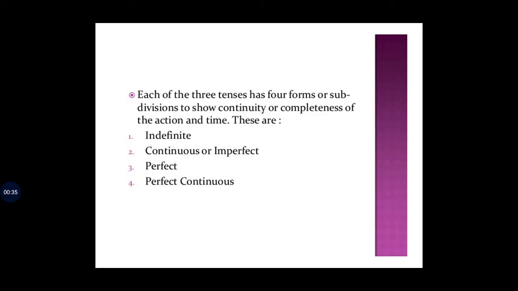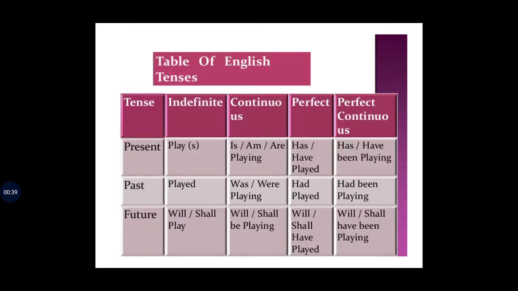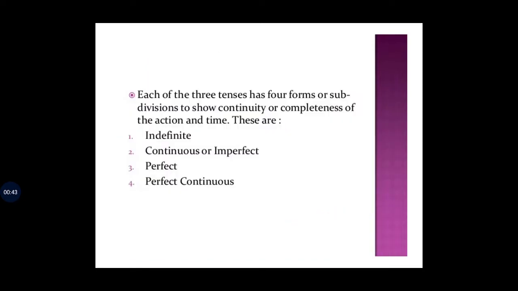Each of the three tenses has four forms. Okay, divisions to show. Then indefinite, continuous, perfect, then perfect continuous. And these are the four subcategories. Indefinite, which means simple. We used to say simple present, simple past, simple future. That only is given here.